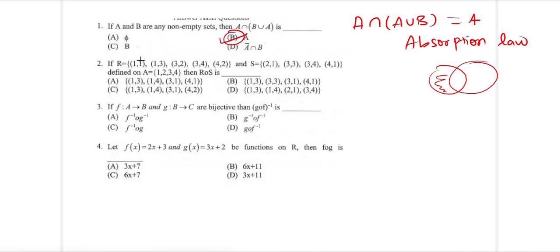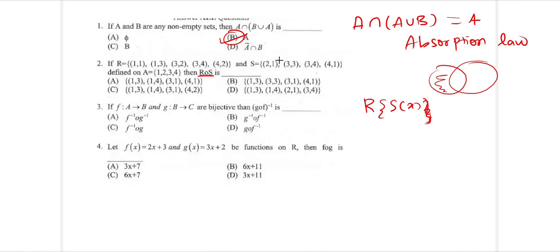Coming to the next one, you have a relation R and a relation S defined on the set A. Then you want R composition S. R composition S is R of S of the element X. So this is how we define the composition of functions. Start from S and then move towards R.